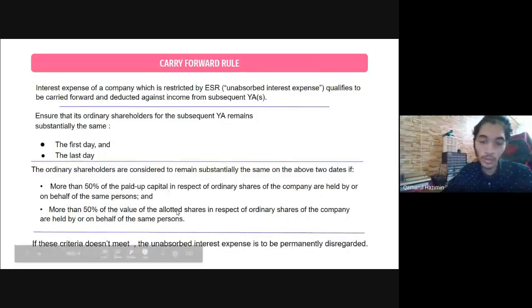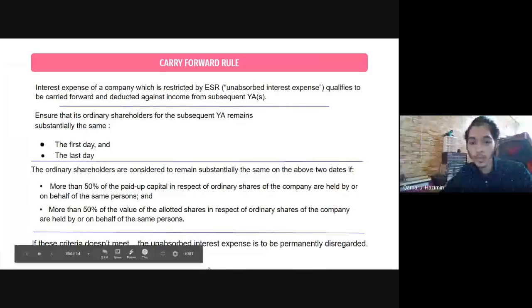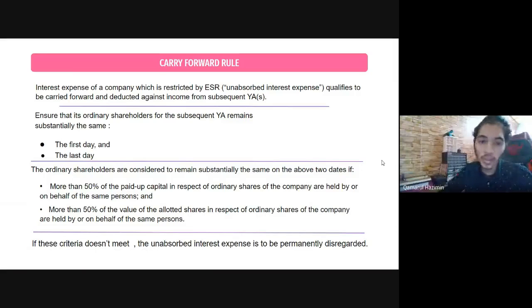Next, we are moving to the carry forward rule. On the carry forward rule, interest expense of a company which is restricted by ESR qualifies to be carried forward and deducted against income of the subsequent year of assessment. As we know, the maximum amount of interest that can be deducted is 20% of the tax EBITDA for a year of assessment. So the excess amount of interest expenses will be carried forward for the subsequent year of assessment until the whole excess amount is fully utilized.